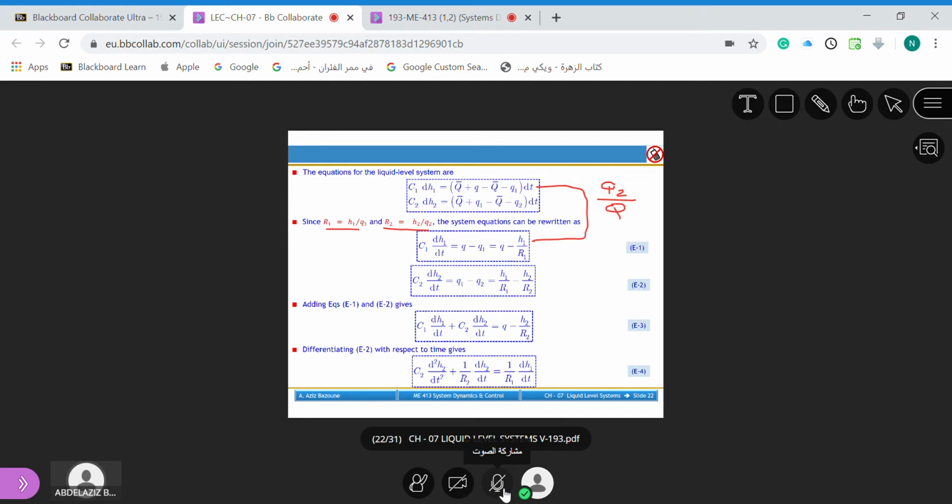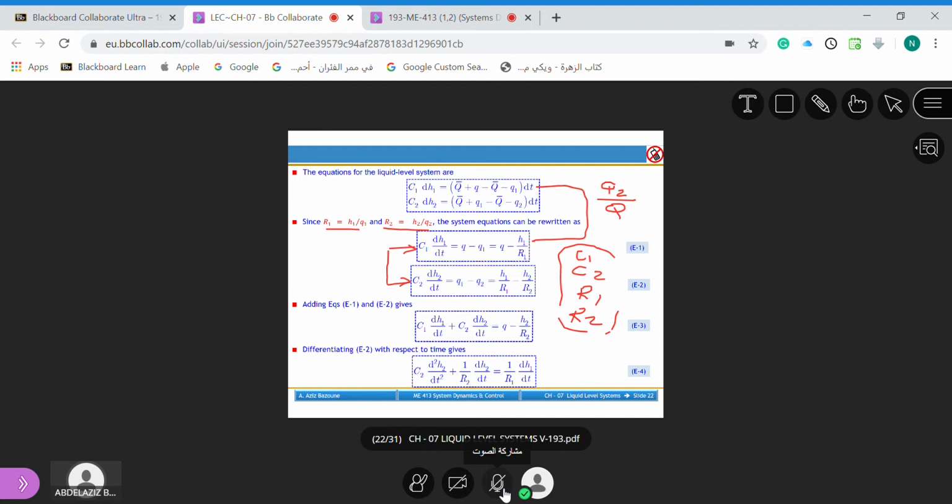What are these physical quantities? We have the tank C1, tank C2, and the resistances R1, pipe 1, and R2. So our transfer function will be a function of only these parameters, which means that since we are asked to find Q2 over Q, we need to get rid of H1 and H2. Now, if we add these two equations, we are doing this to get rid of H1 and H2. If we add them, we get C1 dH1 over dt plus C2 dH2 over dt equals Q minus H2 over R2.